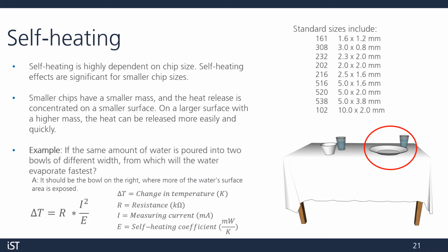IST uses this formula to calculate the self-heating effects. The change in temperature is equal to the resistance times the current squared divided by a self-heating coefficient. The self-heating coefficients for common chip sizes are listed in the Platinum RTD application note on our website.